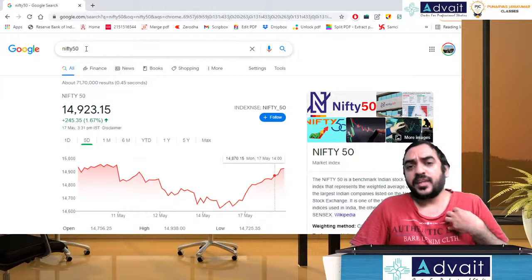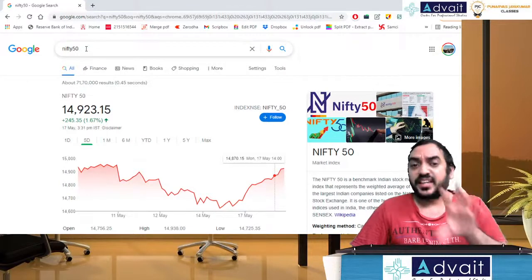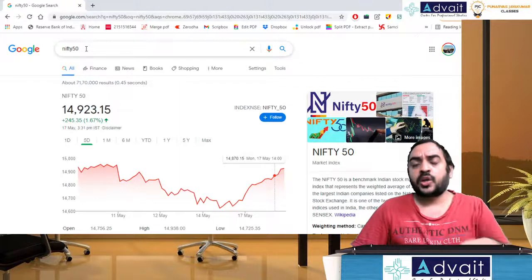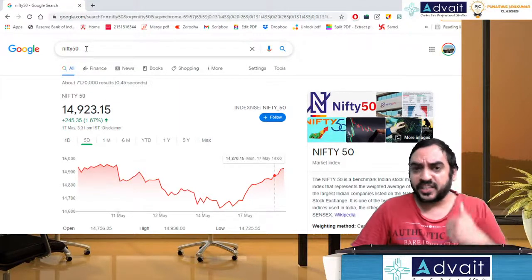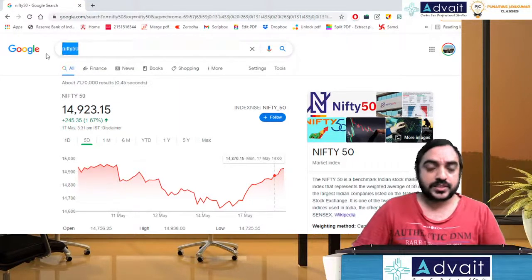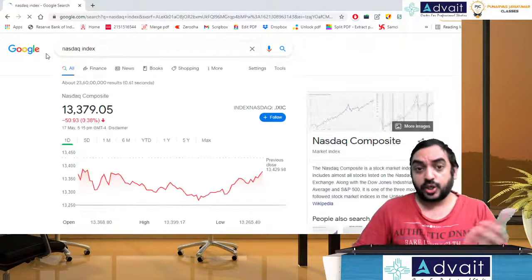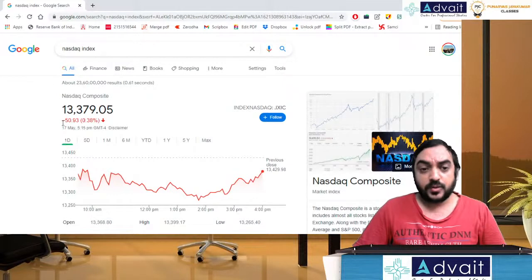But in my opinion, local cues are still negative. Corona cases are getting controlled, but still most of India is under lockdown. States like Karnataka are extending the lockdown, so that is a cause of concern. Let's look at what happened in the Nasdaq index for global cues. It was down marginally.